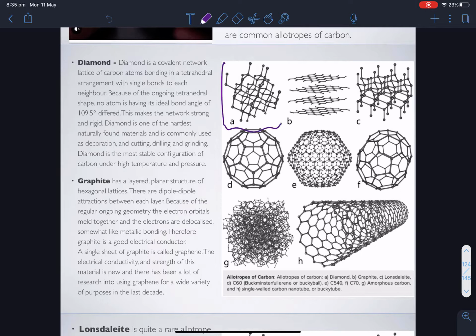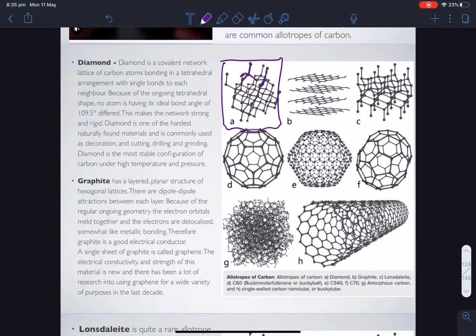Diamond is letter A here, the top left hand. It's hard to see, but it has a tetrahedral shape around each and every carbon. So it's a covalent network solid, or a covalent network lattice, of carbon atoms, and they're bonding in a tetrahedral arrangement. There's a single bond between each subsequent carbon, sharing 2 electrons in each of them.